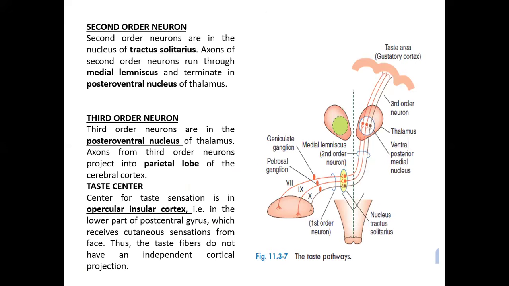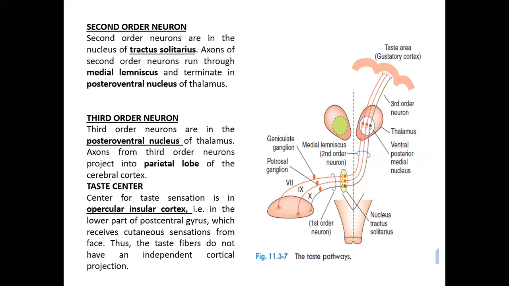This is also talking about how the pathway moves. The second order neurons are in the nucleus of the tractus solitarius. Axons of the second order neurons run in the medial lemniscus and terminate in the postero-ventral nucleus of the thalamus, like we talked about. The third order neurons are in the postero-ventral nucleus of the thalamus.